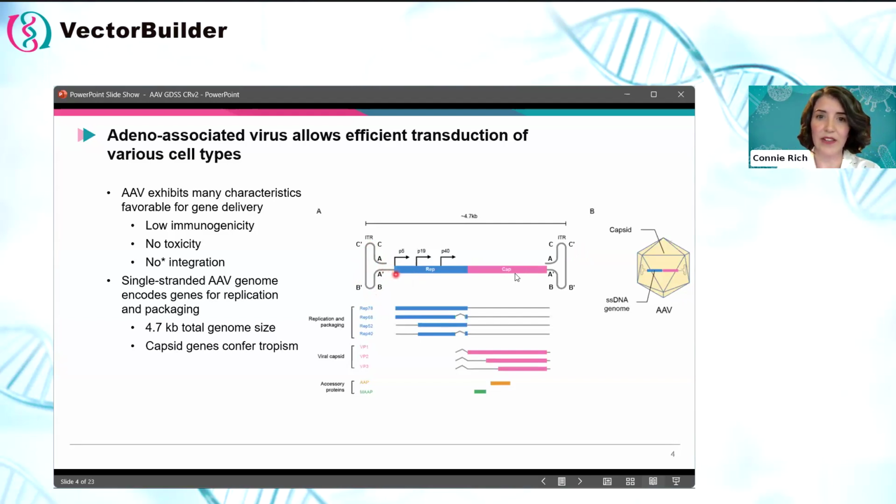Now, in between those two ITRs, we have just really two genes that form a small number of proteins. You have the rep gene that's responsible for creating proteins that are important for replication and packaging. Again, they can't act on their own. In order to make a new virus, you need those helper virus proteins, but these are responsible for the AAV specific replication and packaging. And then we also have this cap gene that creates proteins that are responsible for forming the capsid that encapsulates the viral genome.